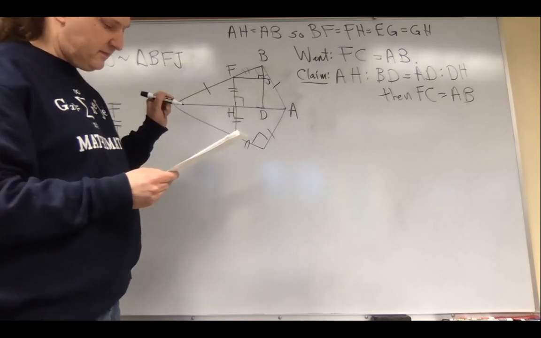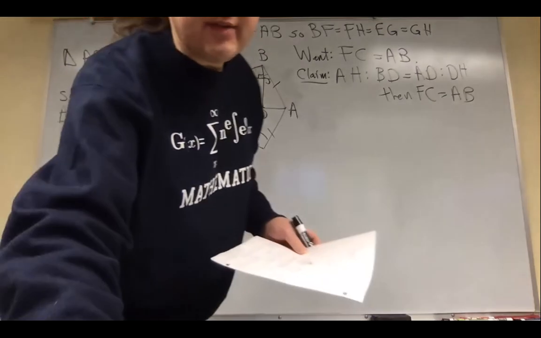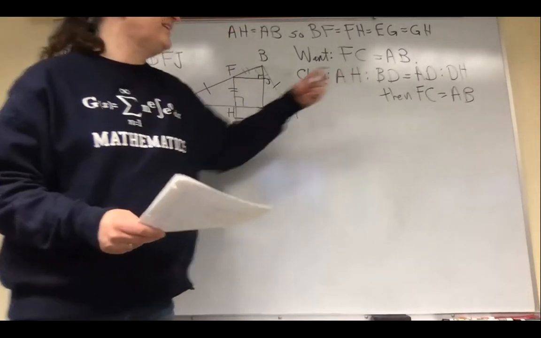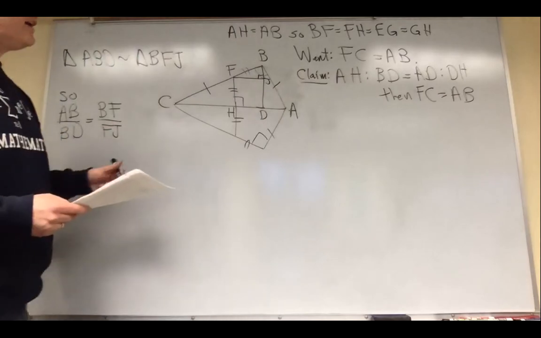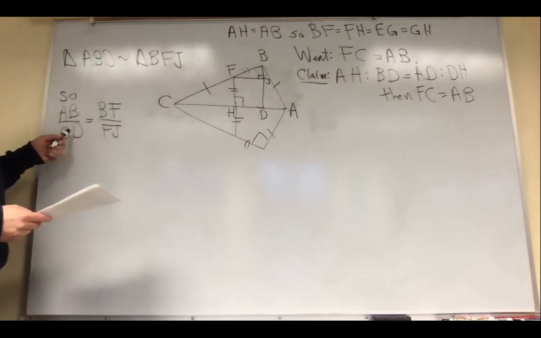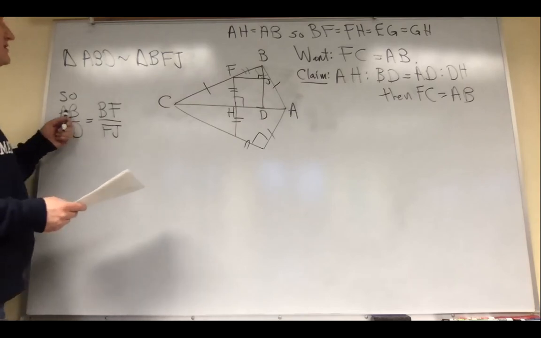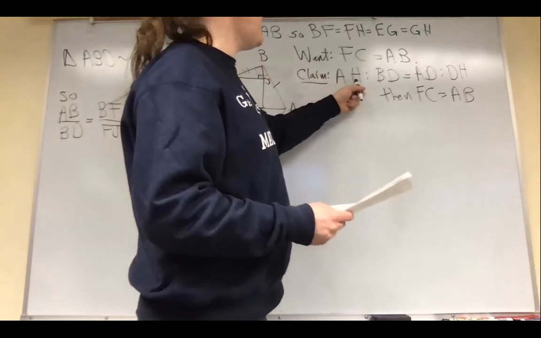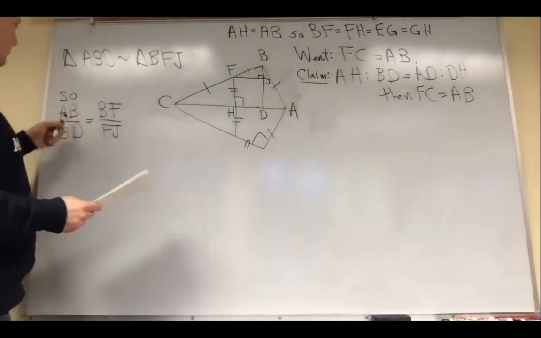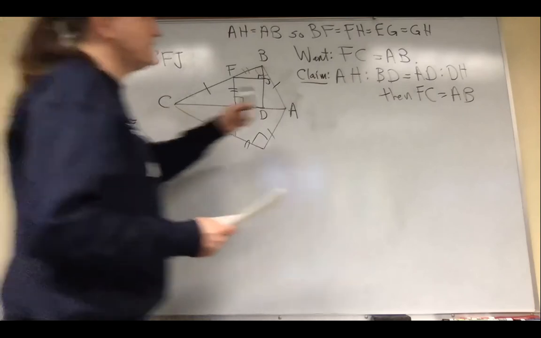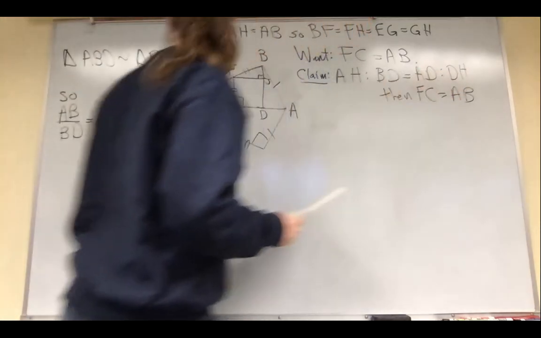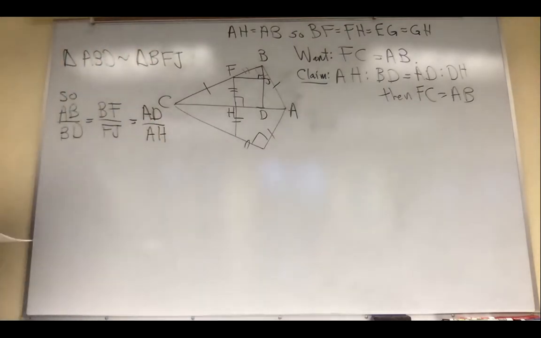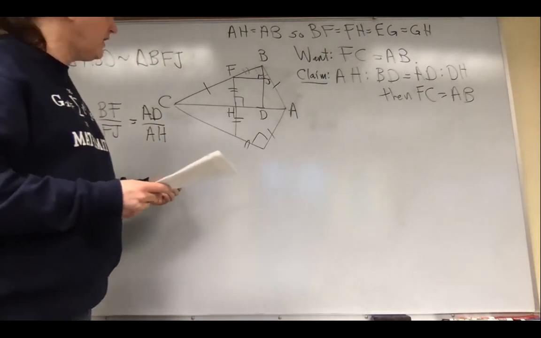Hold on. Hold on, I'm going to pause this, make sure I get it right. Okay, I got it. We have to use this. That makes good sense. So notice I have AB to BD. Notice also AB is the same as AH. So AH to BD is the same as AB to BD is the same as, apparently from our assumption, AD to AH. Good.